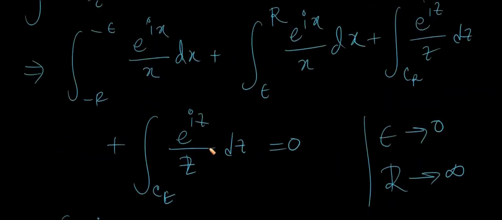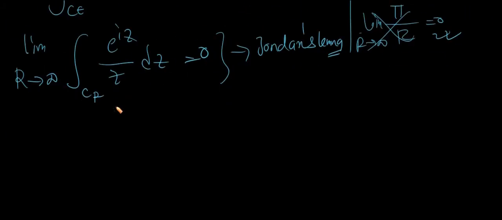So we can see that this part is contributing minus i pi, this part is contributing nothing, it is going to 0, and the last thing is these two parts. When epsilon goes to 0 and r goes to infinity, we will have something like this. Instead of epsilon you put 0, and instead of r you put infinity. So minus 0 and plus 0 is the same thing. So instead of minus epsilon you will just put 0, and you will have a minus infinity over here.